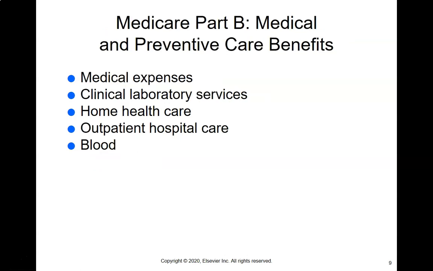Medicare Part B, medical and preventive care benefits. Part B of Medicare covers medical services and supplies that are medically necessary to treat the patient's health condition. Treatment can include outpatient care, preventative services, ambulance services, and durable medical equipment. It also covers the clinical laboratory services, home health care, outpatient hospital care, and blood.